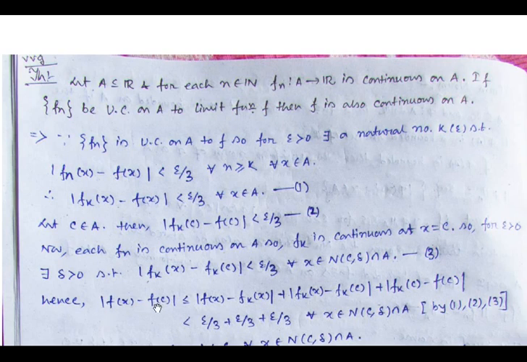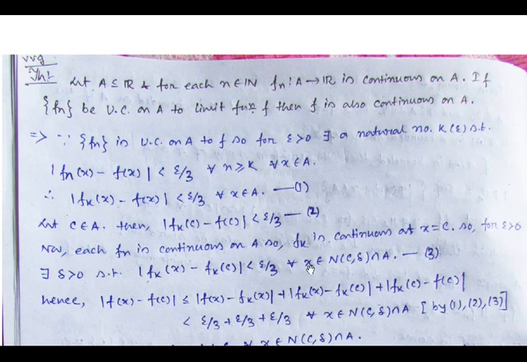Now think about mod of f(x) minus f(c). Can we write it as mod of f(x) minus f_k(x) plus f_k(x) minus f_k(c) plus f_k(c) minus f(c)? Whenever we break it with the triangle inequality, we have these three terms: mod of f(x) minus f_k(x) plus mod of f_k(x) minus f_k(c) plus mod of f_k(c) minus f(c). Now by 1, 2 and 3, all these three terms are less than epsilon by 3. So these three terms are less than epsilon by 3 for what?